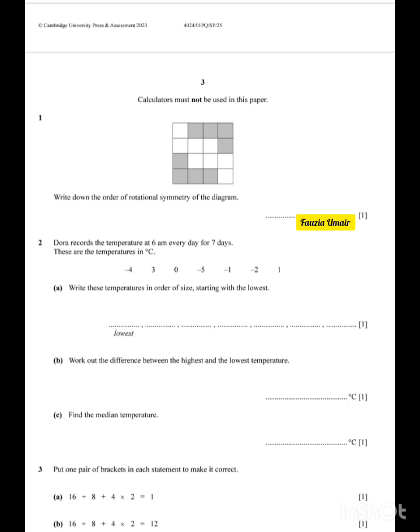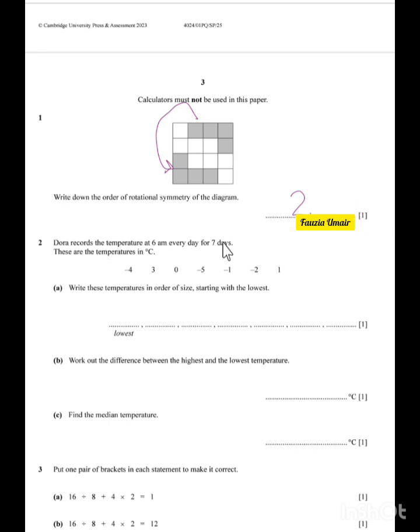The first question is a rotational symmetry question. It's a 1 mark question. This is very important to understand: for a 1 mark question, only the correct answer is enough. There is no solution required. You can see that the rotational symmetry is 2, so just write down 2. 1 mark is there, so you will get that mark.